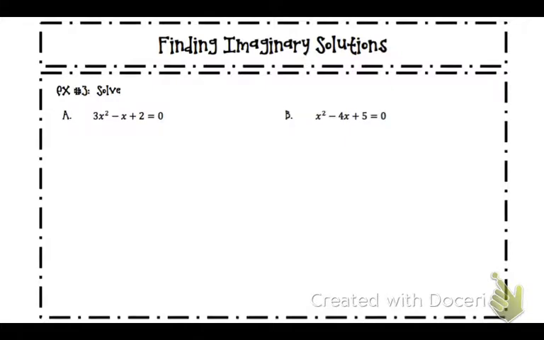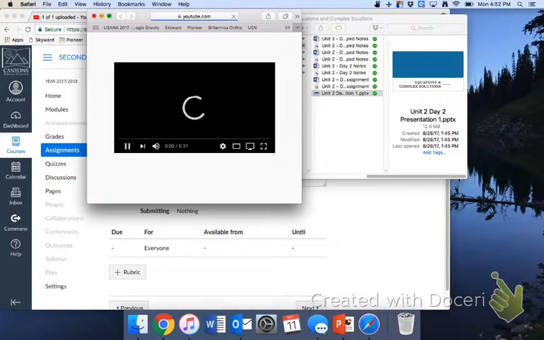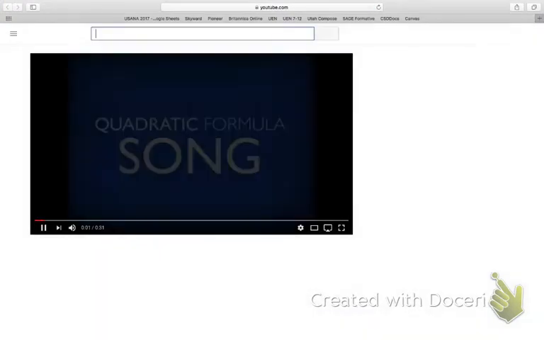So finding pure imaginary solutions, or just imaginary solutions. So here you could try and use the x, or you could try and use the slip and slide method. I'm just going to tell you it doesn't work. So we have to use the quadratic formula, which is something you guys should have learned last year. So let's just pull this up.